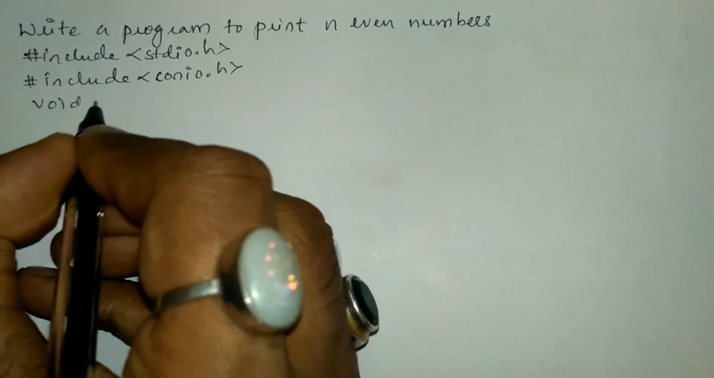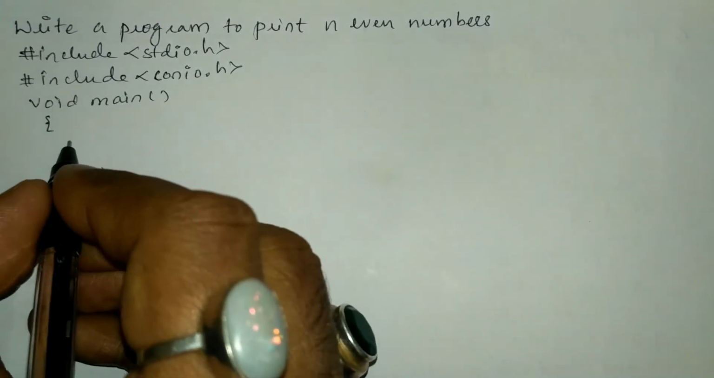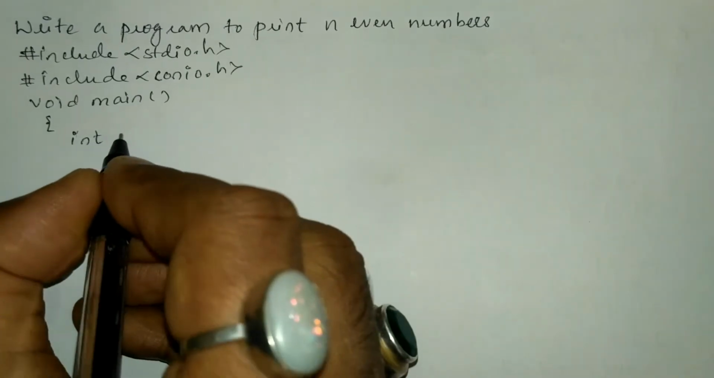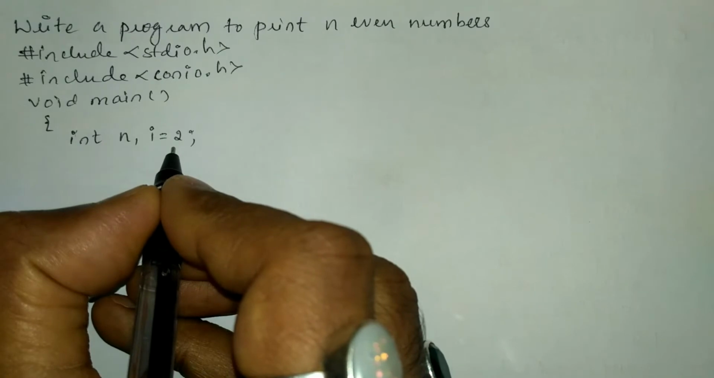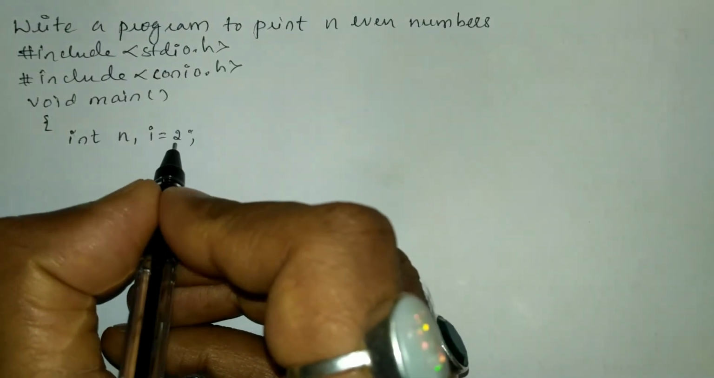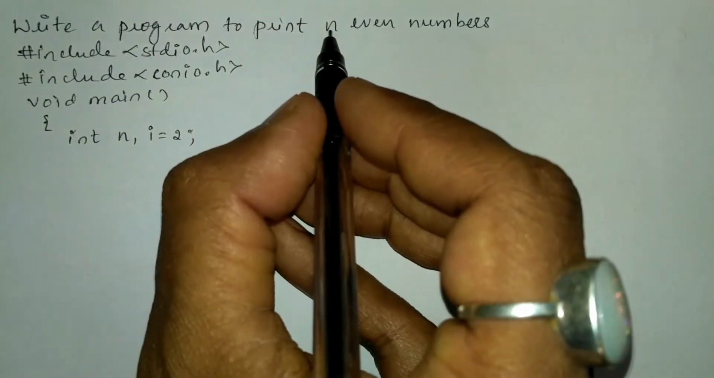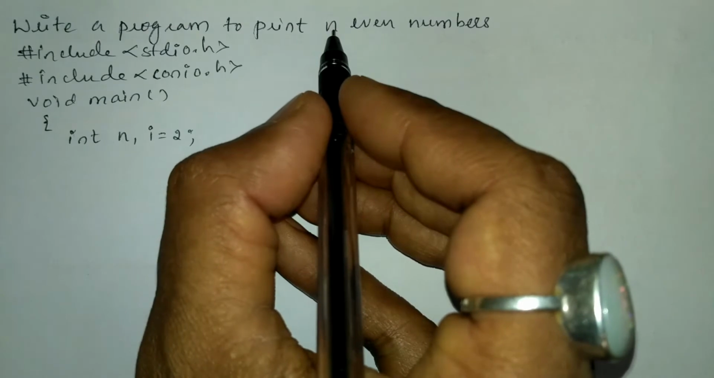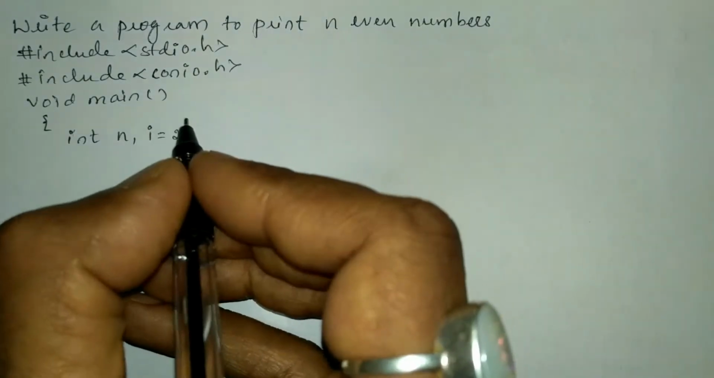Here we are going to write void main function, curly open brace, and now I'm going to declare a variable of type integer, n, i is equal to 2. Why i is equal to 2? Because for even numbers, the first even number is 2, so that's the reason i is equated with 2. We may enter any value for n, so up to that limit we can generate even numbers.